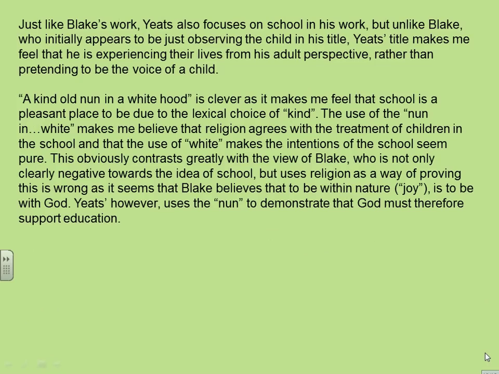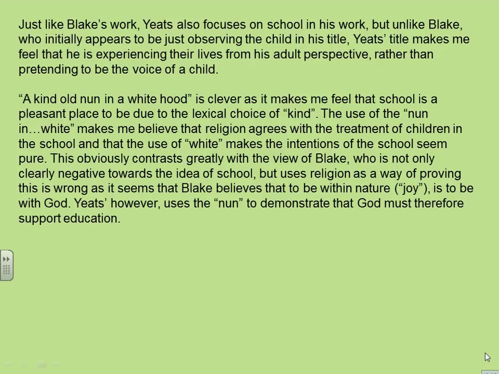Okay, start of our second poem. Just like Blake's work, Yeats also focuses on school in his work. But, unlike Blake, who initially appears to be just observing the child in his title, Yeats' style makes me feel that he is experiencing their lives from his adult perspective, rather than pretending to be the voice of a child. What I could do there as well, to extend a bit further, is say why he's doing that. And I should be doing that in this piece.